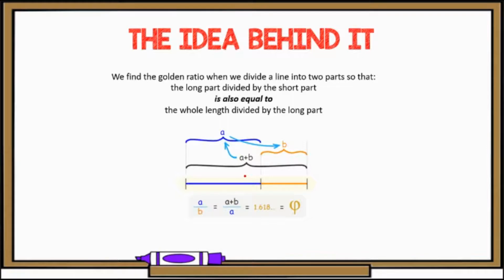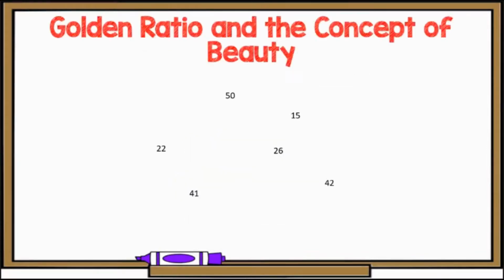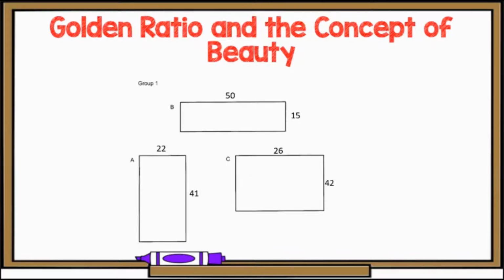Let's have this as an example. Golden ratio and the concept of beauty. The golden ratio is often associated with aesthetics. Look at this group of rectangles. Which among them is the most visually appealing?